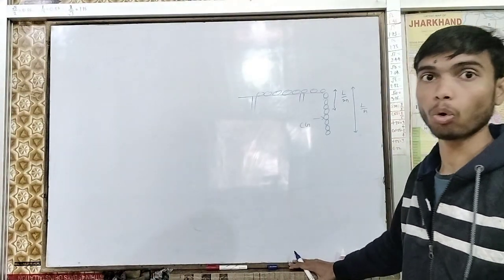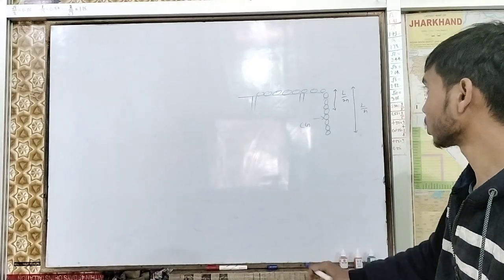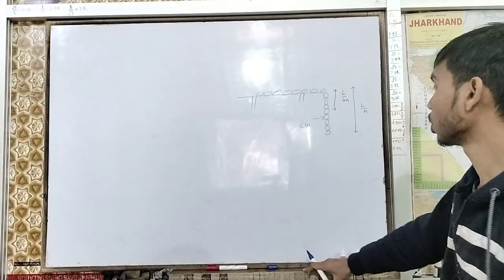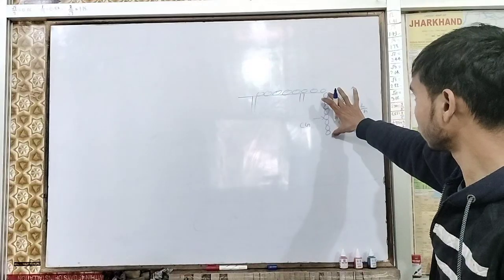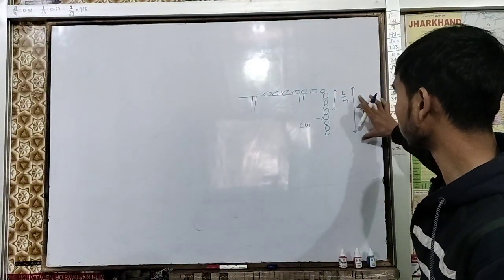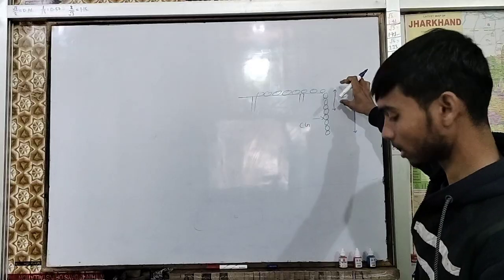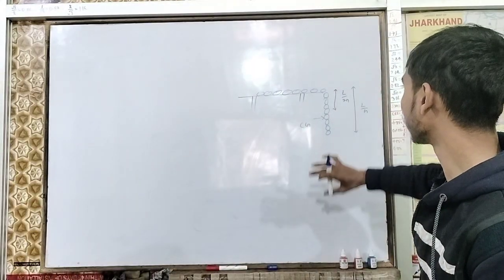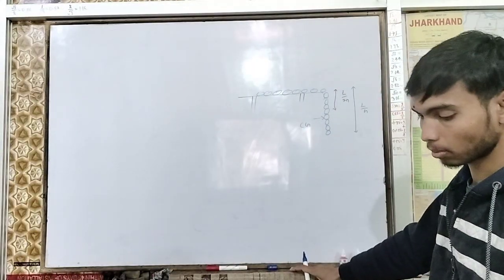The chain is placed on the table, and one part of the chain is hanging like this. This complete hanging part of the chain has length L upon n, and this small part of the hanging chain is L upon 2n.